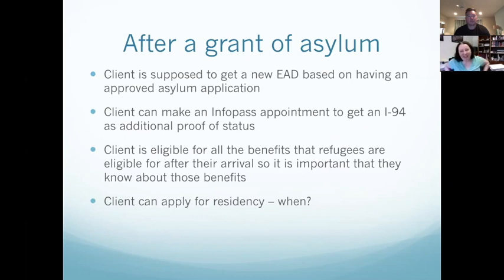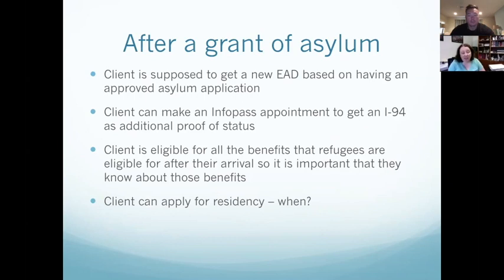So if your client is granted asylum, which is one of the best things about being an immigration attorney, your client is supposed to get a new work permit based on having an approved asylum application. The asylum office should send you this little card called an I-94 card with the approval notice. And that I-94 card basically says that you're granted asylum indefinitely. Those two documents are proof of asylum status that they can use to get a job, get a new social security card, get other benefits that they're allowed. And they are allowed some benefits.